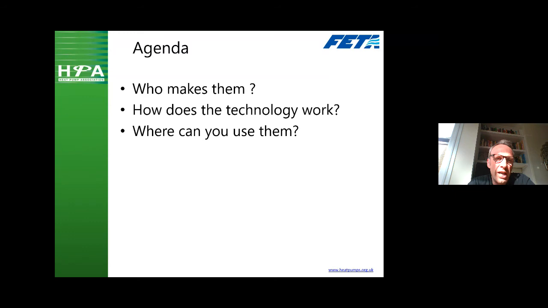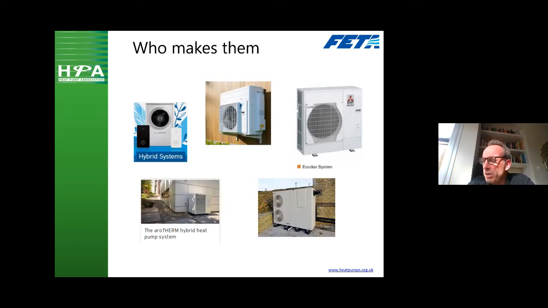So Sam, I'm just going to look at who makes them, how does this technology work, and where can you use them. So next slide. So in simple terms, who makes them is, well, most manufacturers make some form of hybrid or bivalent solution. A number of manufacturers have purpose manufactured hybrid systems, so you have a dedicated indoor and outdoor unit. And other manufacturers make heat pumps that can work alongside a secondary fuel source, such as a gas or oil boiler. So in simple terms, most manufacturers manufacture a hybrid or a bivalent option. So next slide, please, Sam.